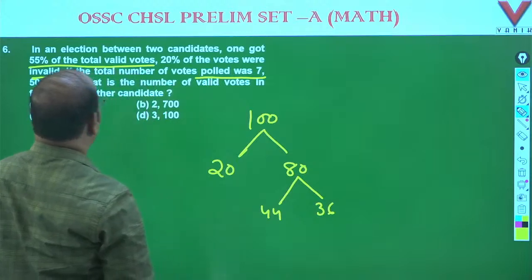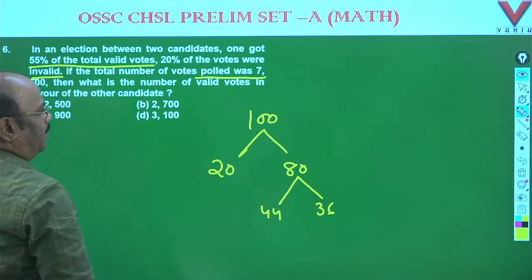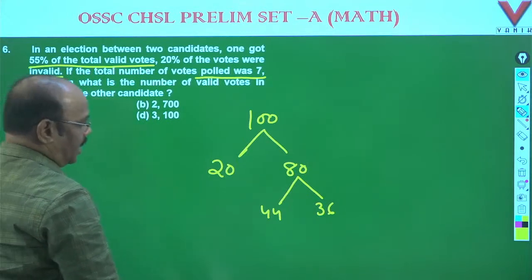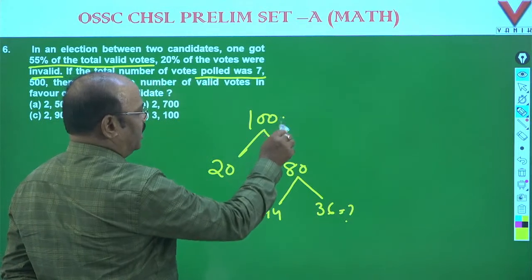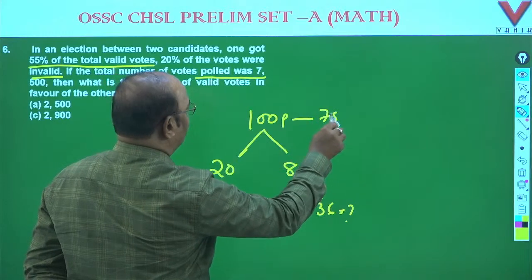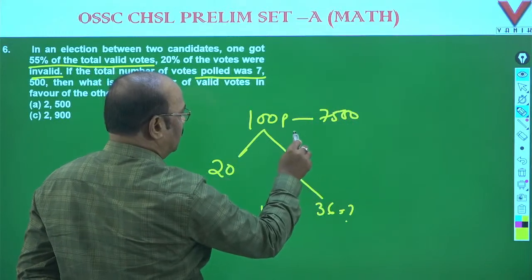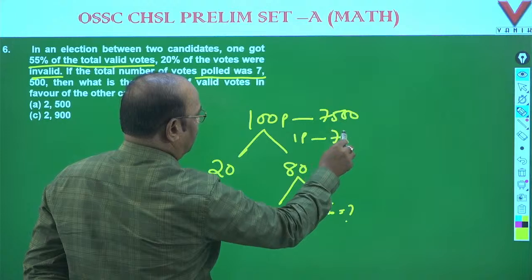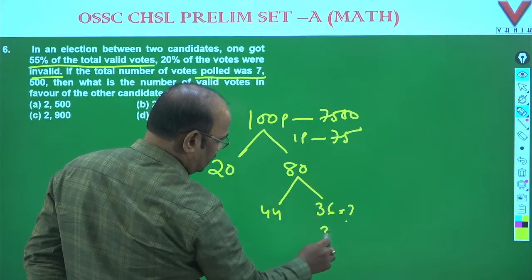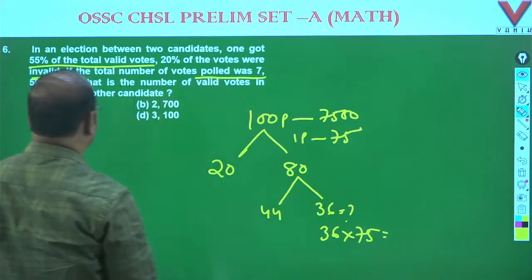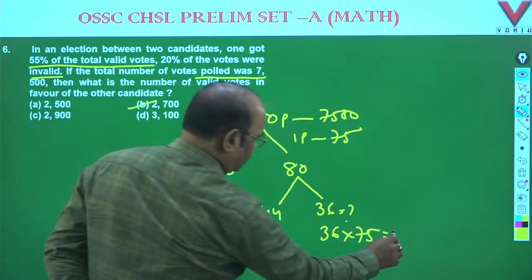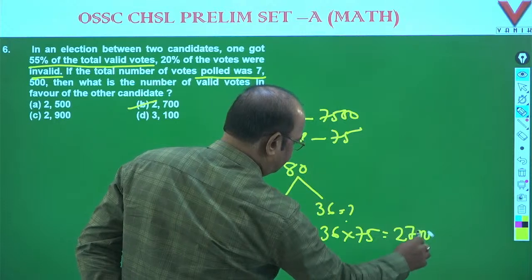The question is: what is the number of valid votes in favor of the other candidate? So 36 parts are required. If 100 parts are 7,500, then 1 part is equal to 75, and 36 parts is 36 into 75, which is 2,700. The option is 2700.